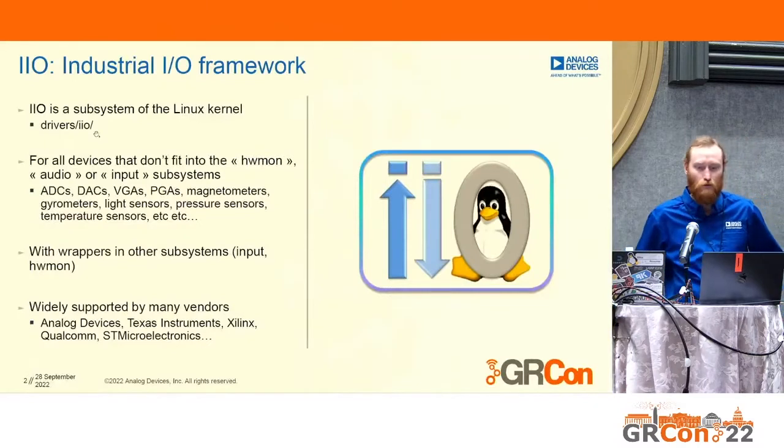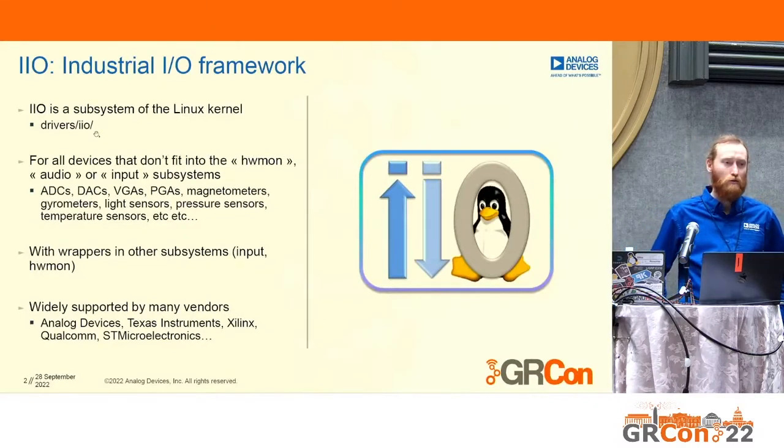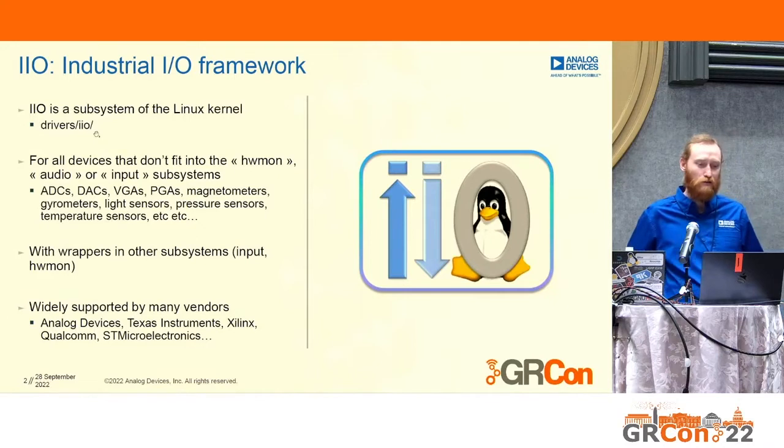So before I can talk about Libiio, I need to talk about IIO. IIO stands for Industrial Input-Output framework, and basically it's the subsystem of the Linux kernel in which you will find all the input-output devices that we couldn't fit somewhere else. So everything that doesn't fit into the hardware monitoring or audio input subsystems goes to the Industrial I/O framework.